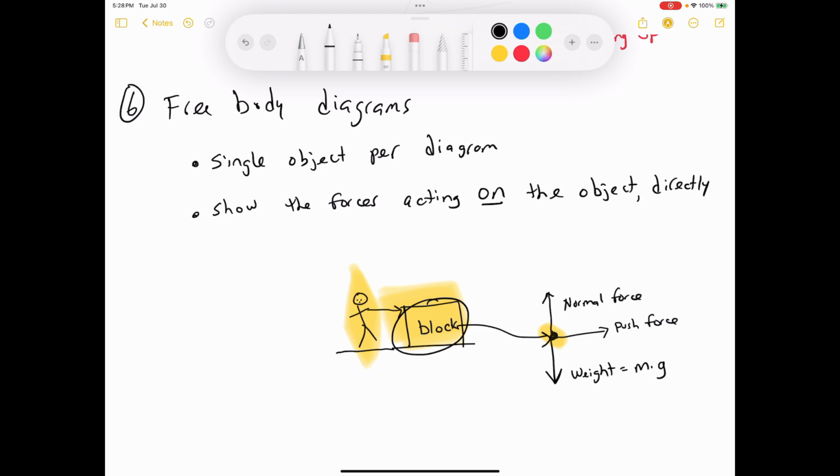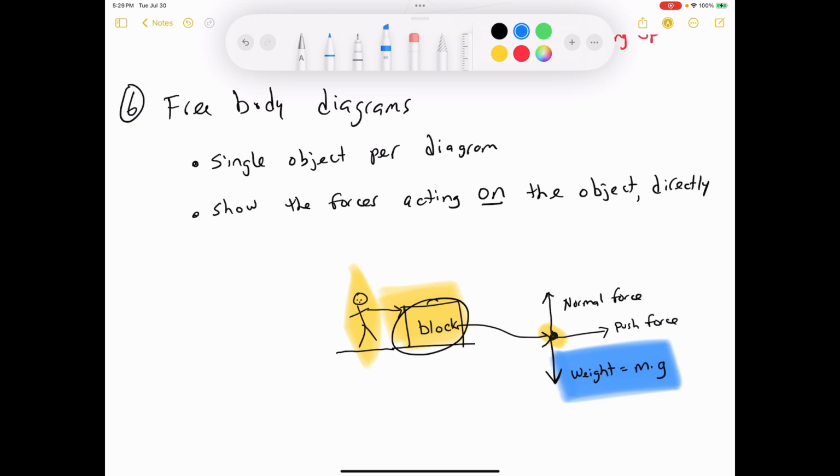Well, first of all, there's gravity, right? Gravity is affecting this block. How? It's pulling down on the object, and that's the weight right here. So the weight, which is a force, is the mass of the block times gravity. Okay, so there's a force pulling him down.